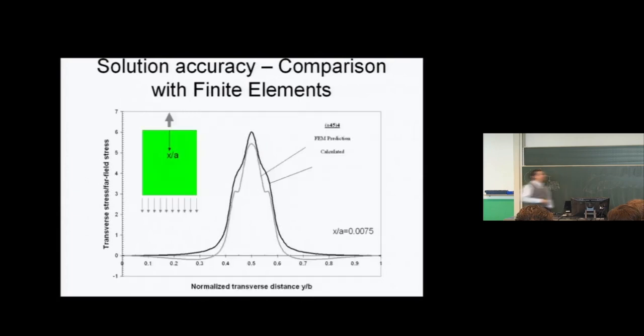And then we take a case of the sigma y stress. So that's sigma y. Remember, my x is going up, my y is transverse. So sigma y is the normal stress in this direction. And again, this is plotted as a function of y over b, at the same location, x over a equals 0.0075. There's a bit of a difference between the finite element prediction and the calculated, but it's quite small.